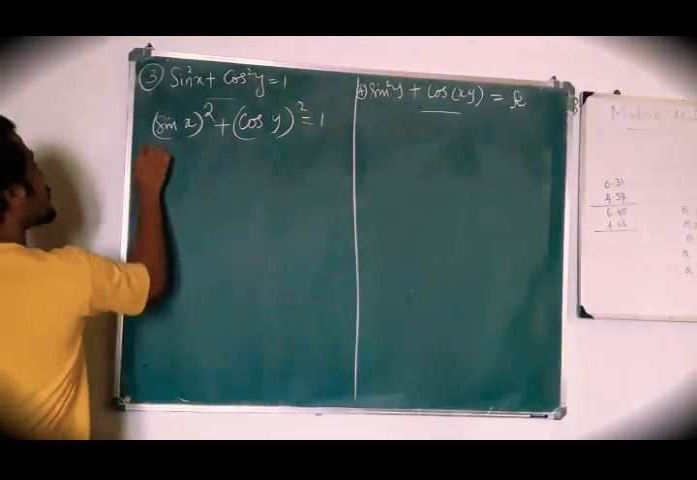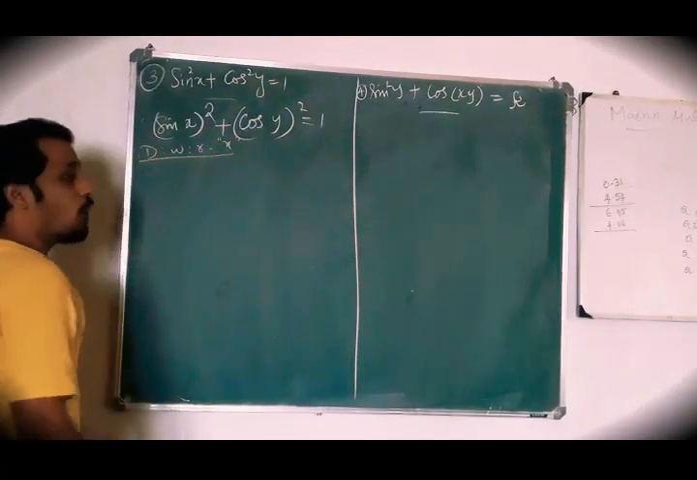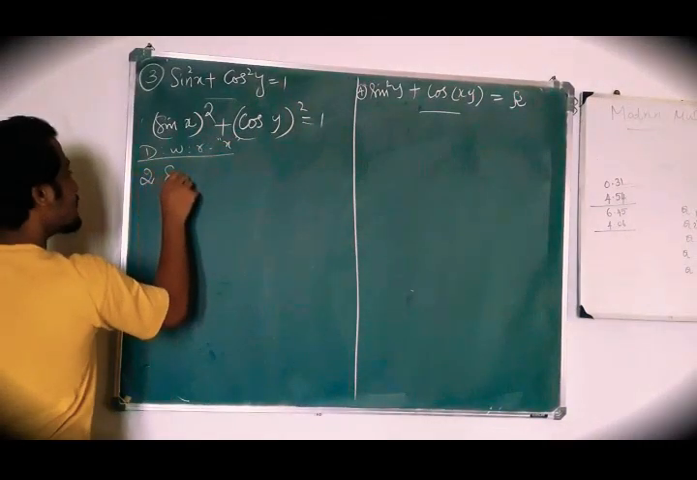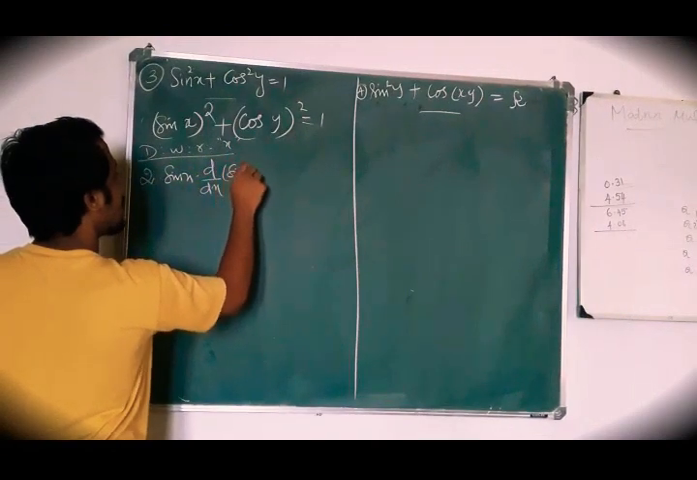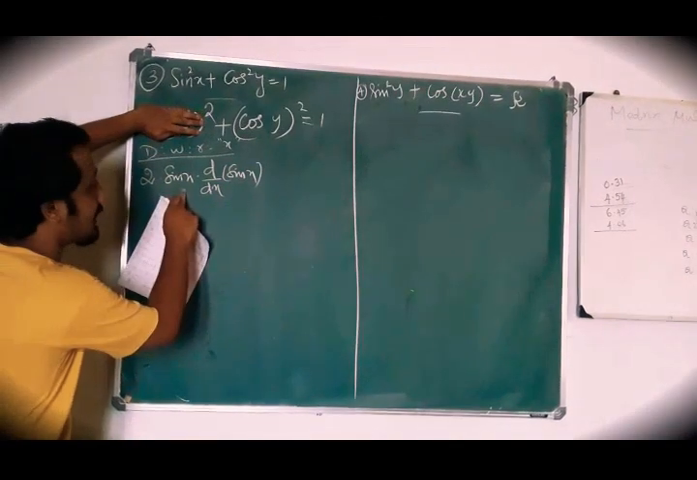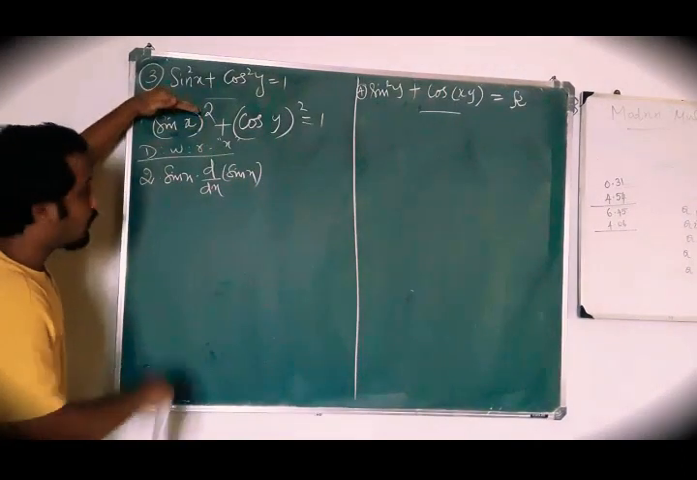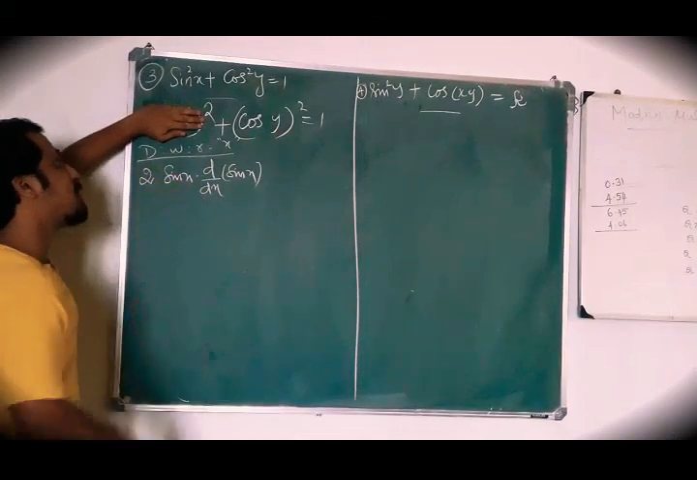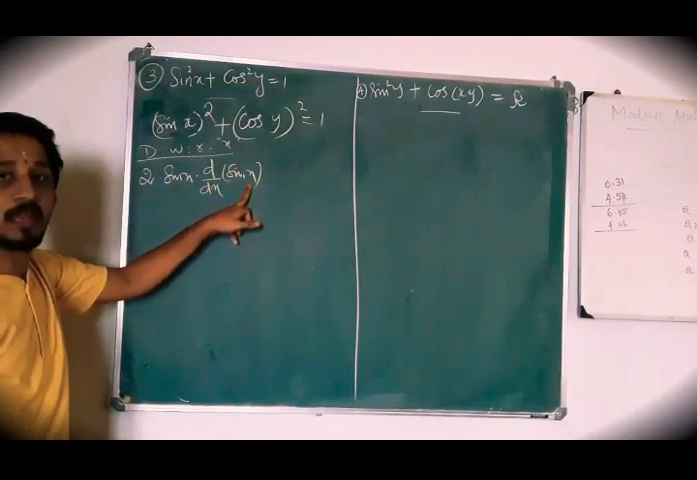Now differentiate with respect to x. Differentiate with respect to x in the sense, what is x square differentiation? 2x. So 2 into sin x into derivative of sin x is nothing but cos x. So now see, x square means 2x, so 2 into sin x. In place of x I have sin x, so I have to replace x by sin x, and I am again differentiating with respect to x, that's d by dx of sin x.